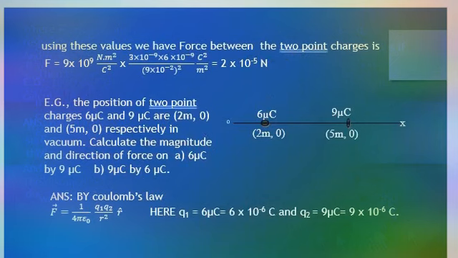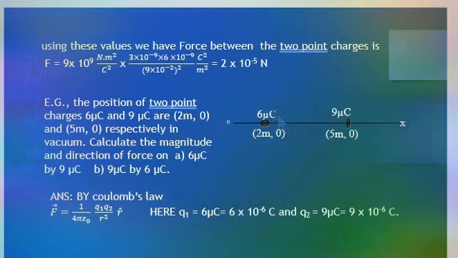Now let's modify the problem a bit. Here we have 2-point charges positioned along the x-axis, and the positions are given as 2 meter, 0 and 5 meter, 0. And obviously, as I already told you, there are two forces. There is a force on 6 microcoulomb by 9 microcoulomb and a force on 9 microcoulomb by 6 microcoulomb. So what are the magnitudes and the directions of each one of them? To calculate, first the force on 6 microcoulomb by 9 microcoulomb. Obviously both are positive charges and both will repel each other.